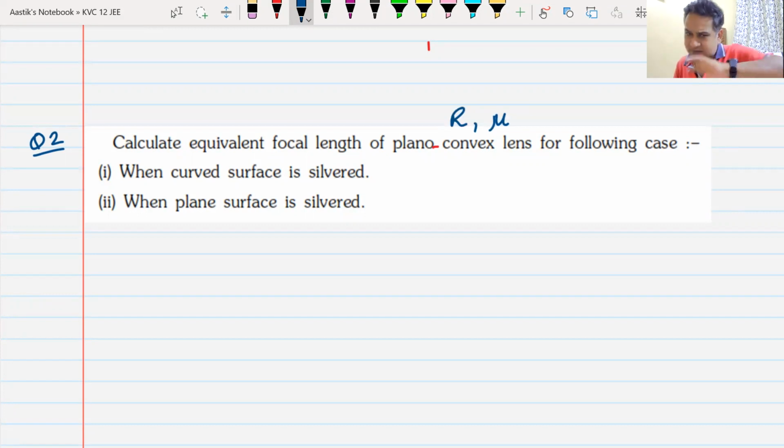Let us solve this question first, and then we will go on to that question, because the only thing in that question is just finding the lens ka, that mirror ka focal length wala part. So let us do this question in these two cases, and once we are able to understand how we do this in these two cases, the rest of the question becomes pretty simple. When the curved surface is silvered and when the plane surface is silvered. I'll give you 2 minutes for this.